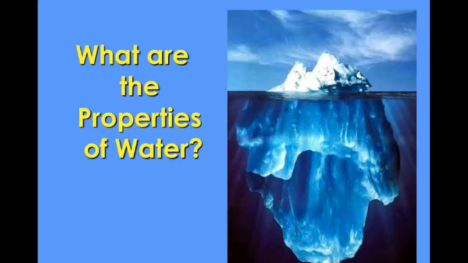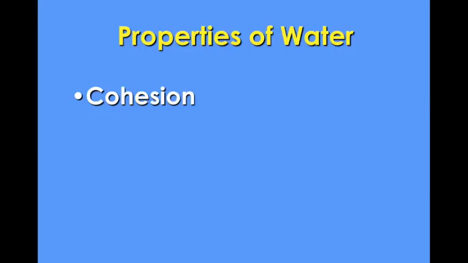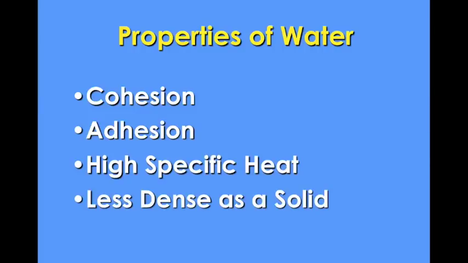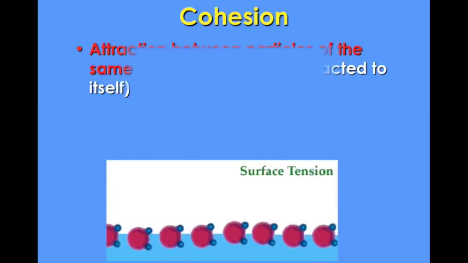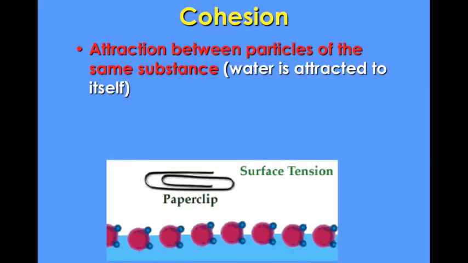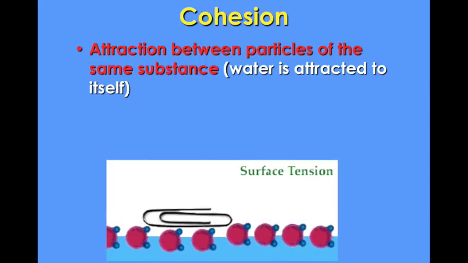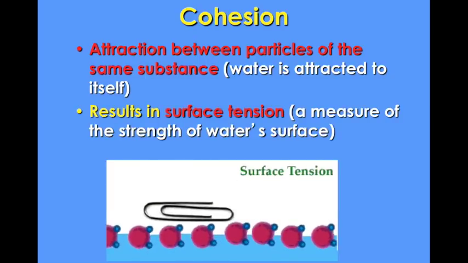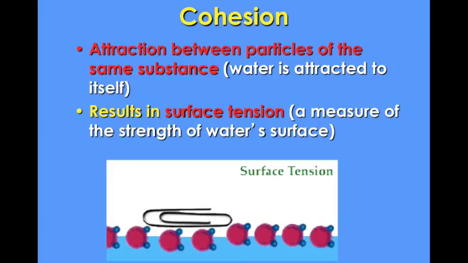So what are the properties of water? Properties of water, we're going to talk about cohesion, adhesion, high specific heat, and less dense as a solid. So cohesion, the attraction between particles of the same substance. Water is attracted to itself. This results in surface tension, a measure of the strength of water's surface.